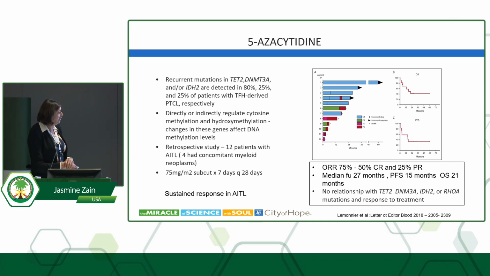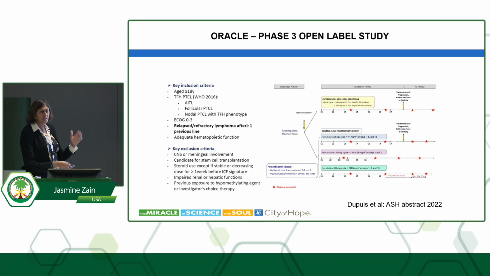But the French group actually looked at 5-azacitidine. And this came about, interestingly, because some of these patients have, as you know, through clonal hematopoiesis, TET2 mutations. And for some reason, these patients with AITL were treated for this myeloid dysfunction with 5-azacitidine, and their lymphoma responded. So they collected some data and looked at response rates, which were about 75%. And this was just a retrospective collection of certain cases. So this led to the ORACLE study, which is a phase 3, open-label study looking at 5-azacitidine versus physician's choice. And this was presented at ASH last year.